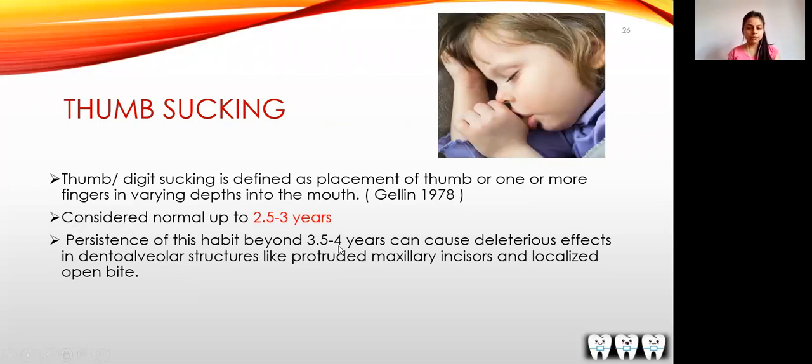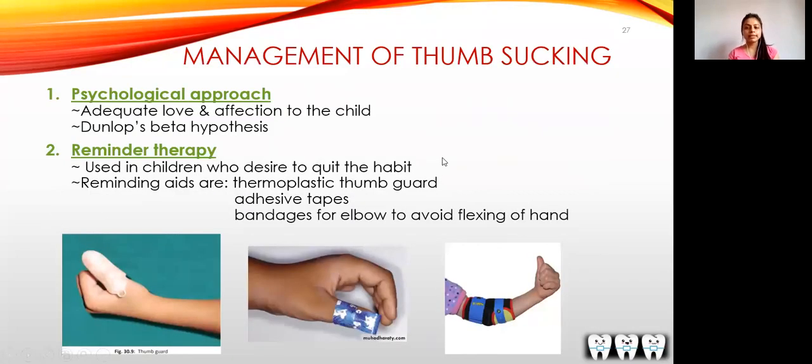Let's talk about thumb sucking. Thumb or digit sucking is defined as placement of the thumb or one or more fingers at varying depth in the mouth. It is considered normal up to 2.5 to 3 years of age. If this habit persists beyond these years, it can cause a deleterious effect in the dentoalveolar structure like protruded maxillary incisors and localized open bite. Now let's talk about management of thumb sucking habits. Different psychological approaches, reminder therapy, and mechanical and chemical aids can be used for the management of these habits.